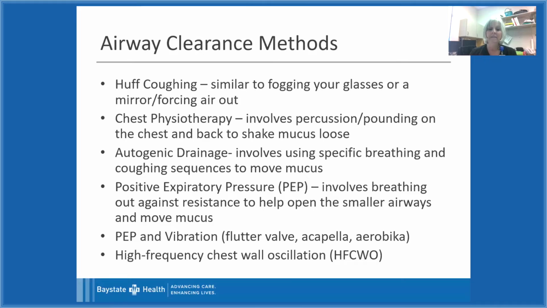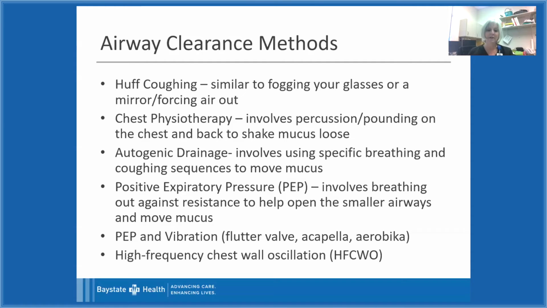And then we have autogenic drainage, which is a technique that involves specific breathing and coughing sequencing to move the mucus. And then we have PEP, or positive expiratory pressure. And this is really breathing out against resistance. What this does is cause back pressure inside the airways to help keep those smaller airways open a little bit longer. And it allows the air to get behind the mucus and make it easier to move it again.